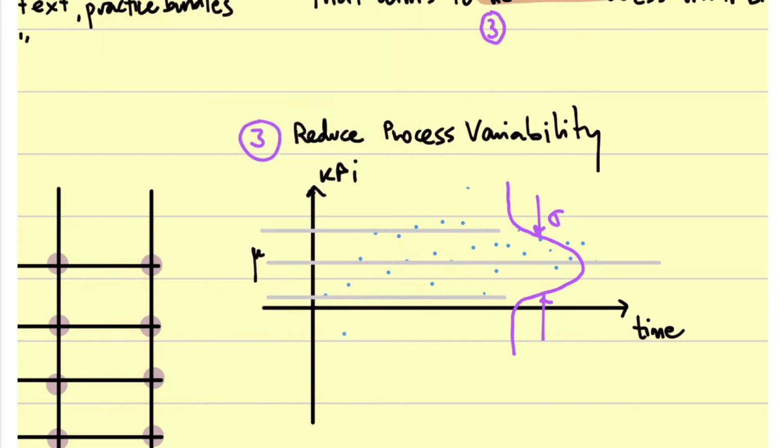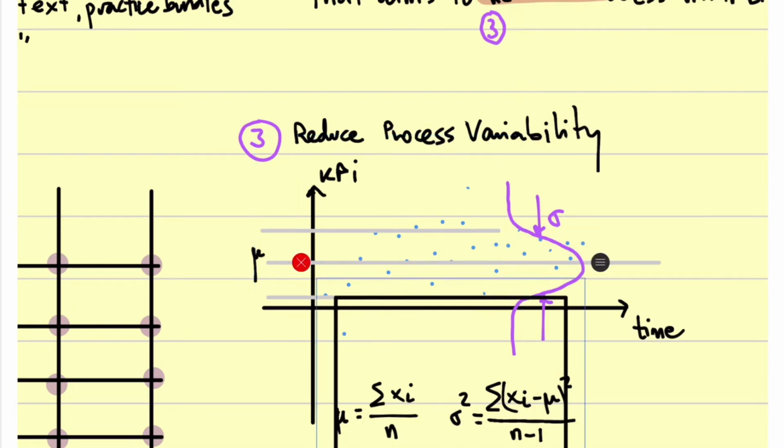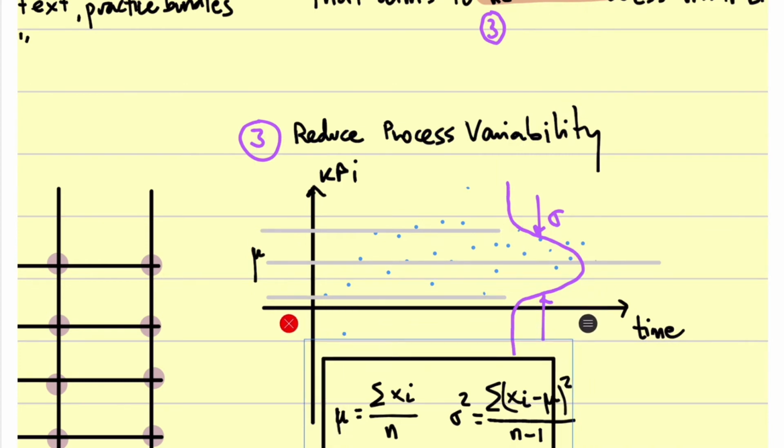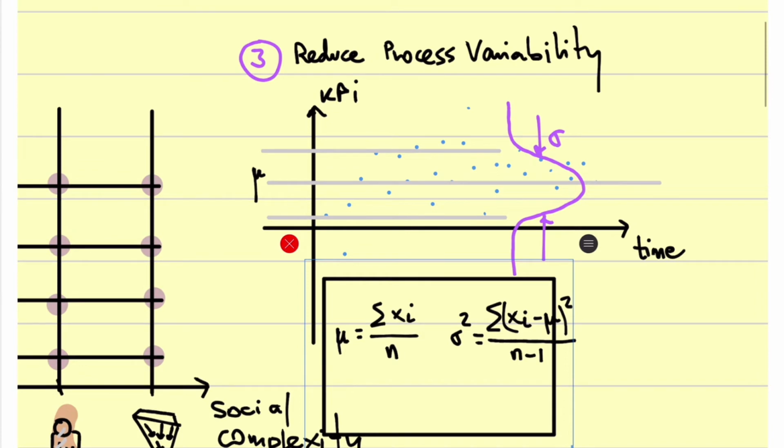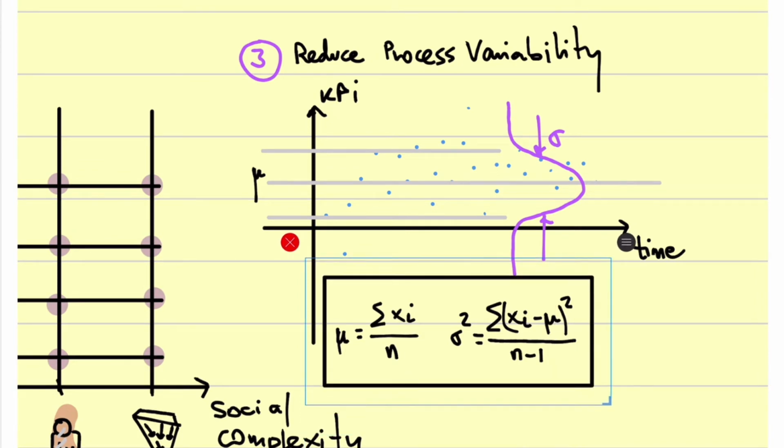We know from statistics that the mean is the first moment divided by the number of samples, and that sigma squared, the variability, the variance, is the second moment around the mean divided by n minus 1. Okay, this you should know from previous lectures in the past. Okay, this is just basic statistics.